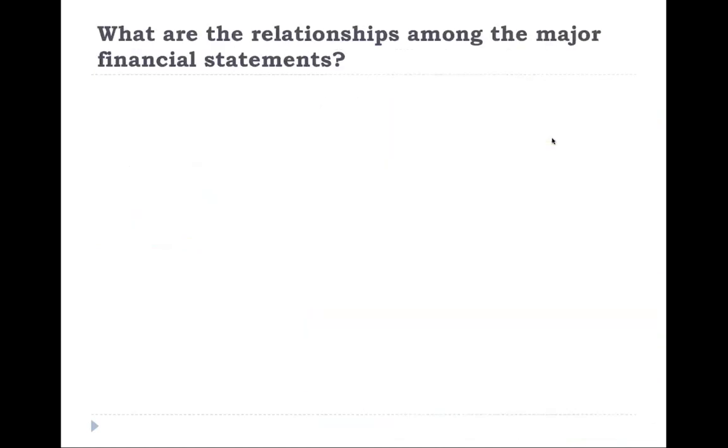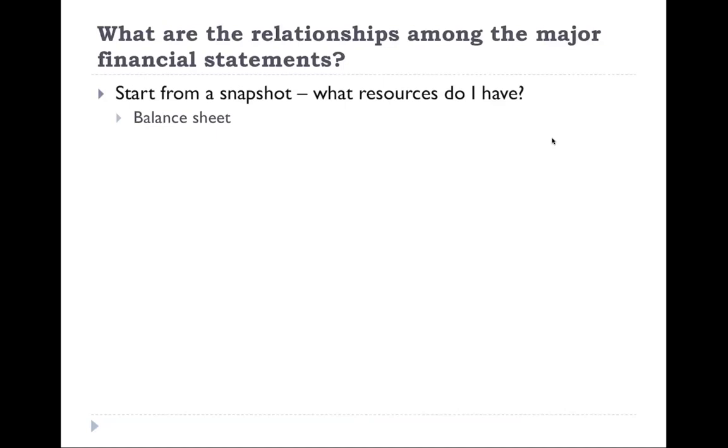To summarize, we talked about the five financial statements that every publicly listed firm needs to report. What are the relationships among those major financial statements? We start from a snapshot of the firm and ask, what resources does the firm have? To find out, you look at the firm's balance sheet. The firm may have cash, equipment, or inventory. All of those are resources the firm has.